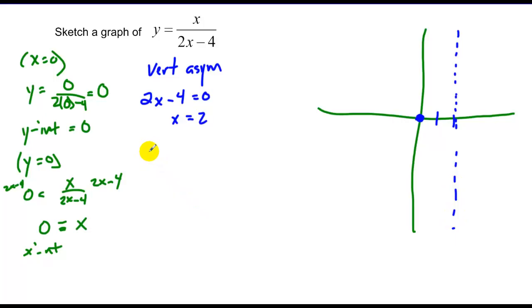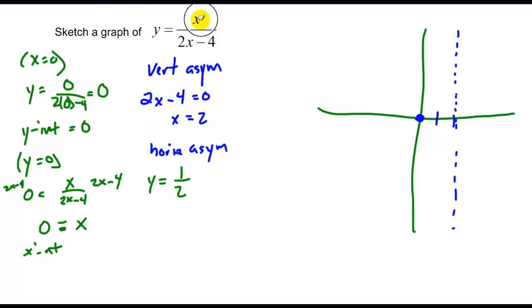To find that horizontal asymptote, I look at the degree of the polynomial in both the numerator and denominator. You'll see here the degree is 1 and the degree here is 1. And in that second rule, it says if the degree of the numerator equals the degree of the denominator, divide the coefficients. Well, the coefficient in this numerator is 1, and the coefficient of the degree term in the denominator is 2. So y equals 1/2 is my horizontal asymptote.